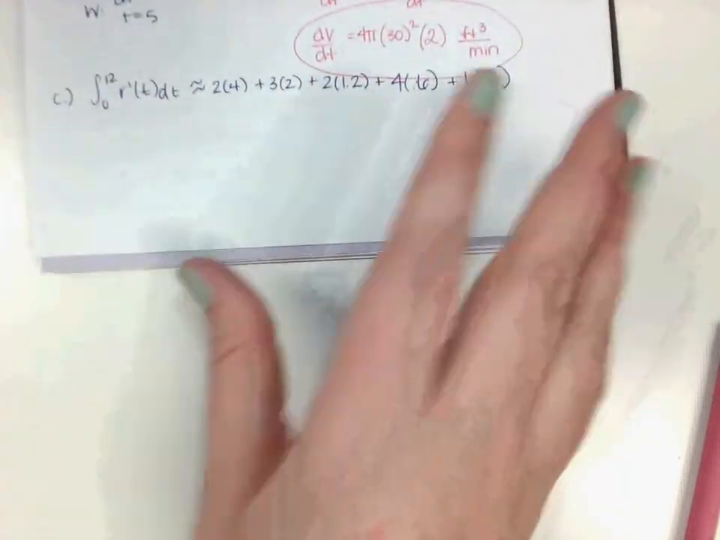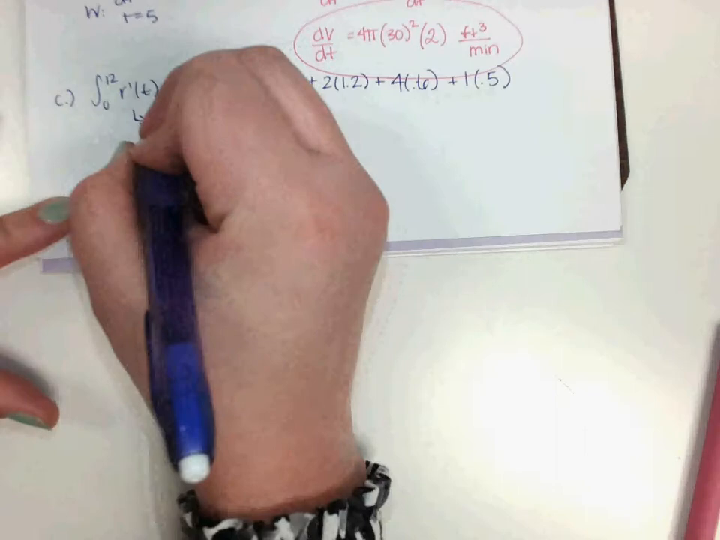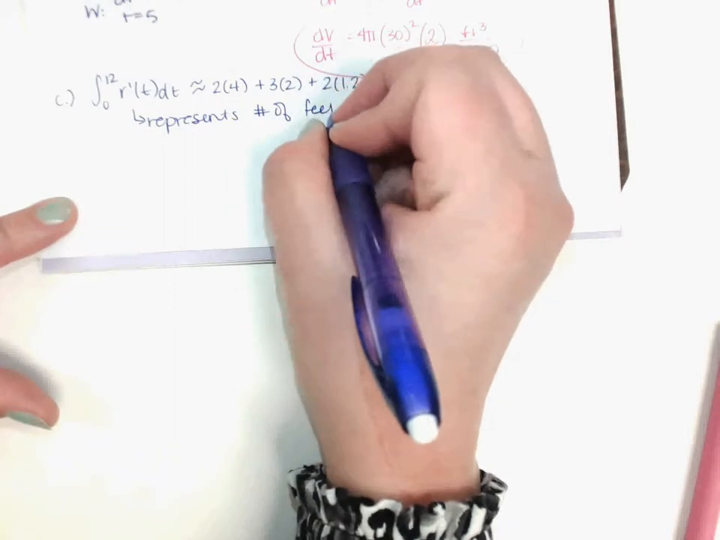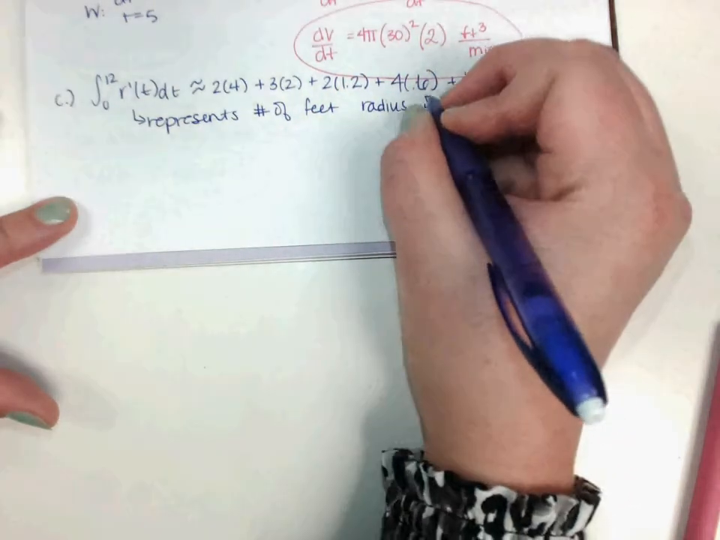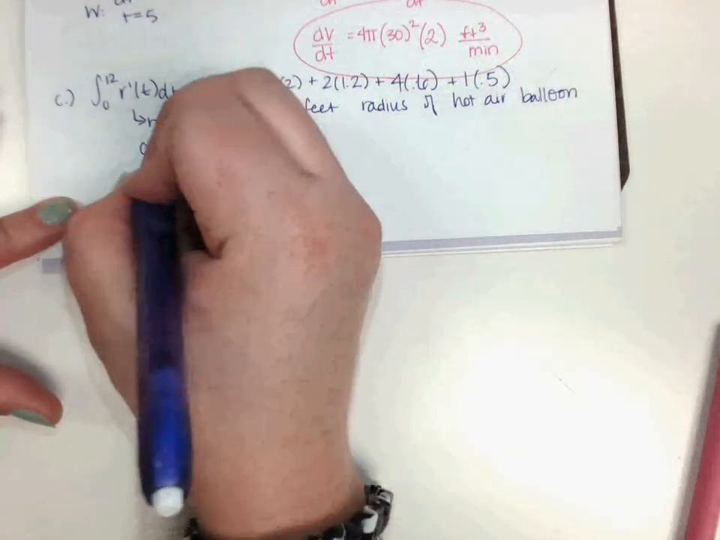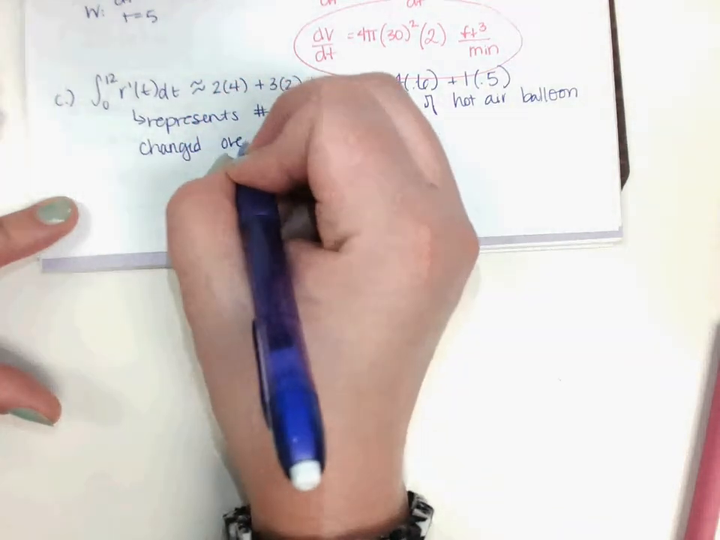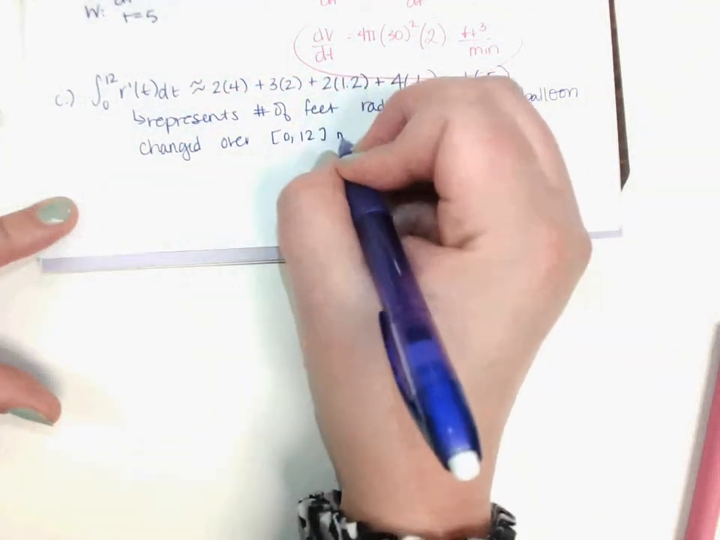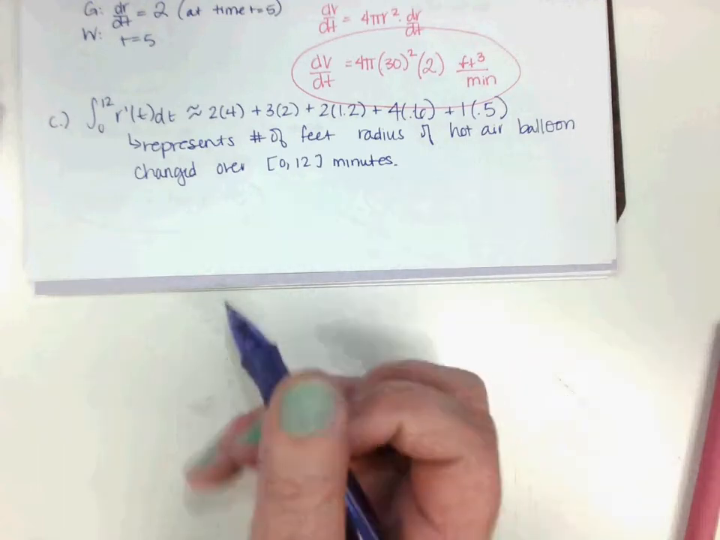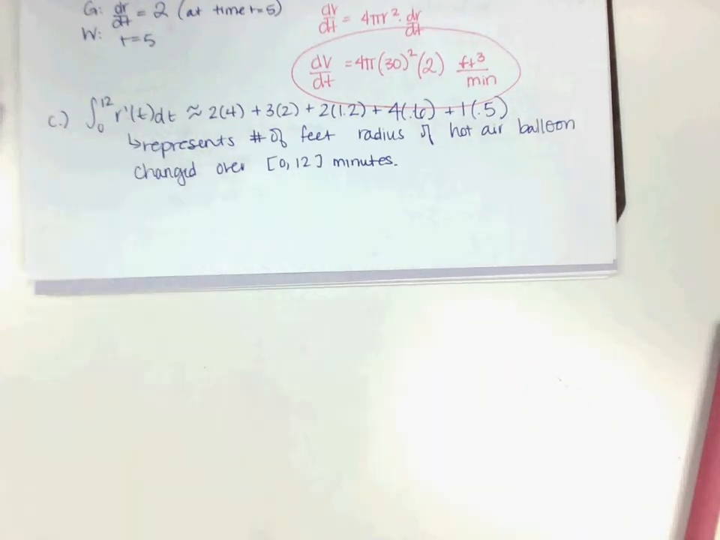Okay, so I'll write it down. I'm going to put here, the integral represents the number of feet the radius of the hot air balloon changed over 0 to 12 minutes. Because remember, if this is in feet per minute, when I integrate, I just get a number of feet. And it's the number of feet that what I'm measuring changed. So I'm measuring the radius of the balloon. It's going to tell me how much the radius of the balloon went up.